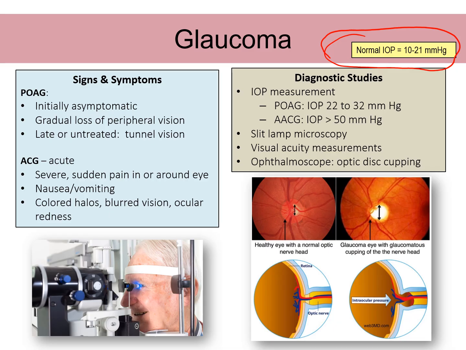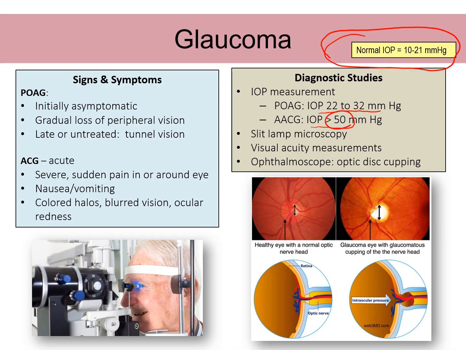So how are these patients diagnosed with glaucoma? We are going to do a tonometry study. That's where, if you've ever had your eyes checked, they blow that little burst of air in your eye, or they even have a little thing that touches your eye to determine the pressure. So to be diagnosed with POAG, it's going to be an intraocular pressure of 22 to 32, and then acute ACG is going to be IOP of greater than 50.